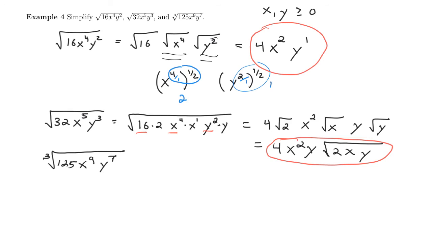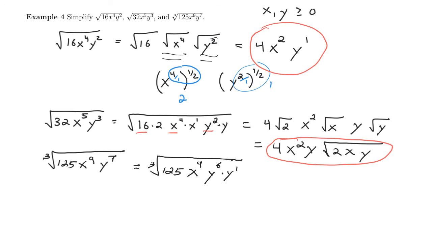So let's start writing this out, where I'm going to take the cube root of 125. From before, I know that's nice, it's just 5. So let's start writing this in pieces. So I have the cube root of 125. I don't have to do a thing with that, nor do I have to do anything with x to the 9th. But y to the 7th, I'm going to write as y to the 6th times y to the 1st.